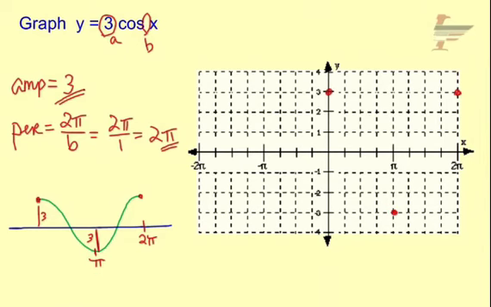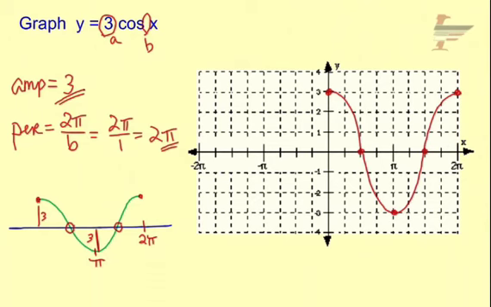There's my point. And the last 2 points I can get on this are where we cross the x-axis, which is halfway in between 0 and pi, and then halfway between pi and 2 pi. So now we have our 5 points, and we can go ahead and draw our cosine curve. That is one cycle between 0 and 2 pi.